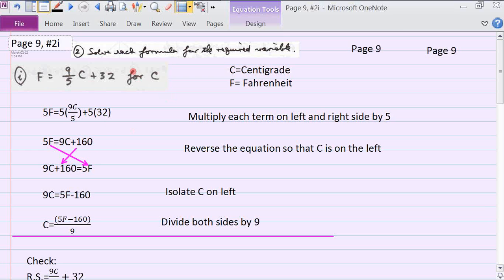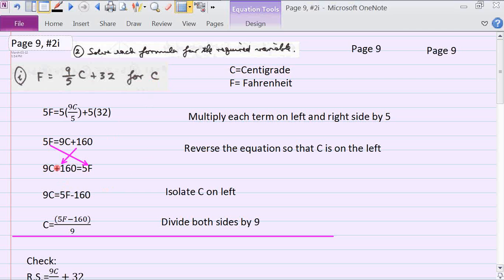Now remember that I'm trying to solve the formula for C. So I reverse the equation so that C is on the left. So 5f equals 9c plus 160. I move the right side of the equation to the left and the left side of the equation to the right. It's identical. Now I've isolated the C on the left because I want to calculate for the C.